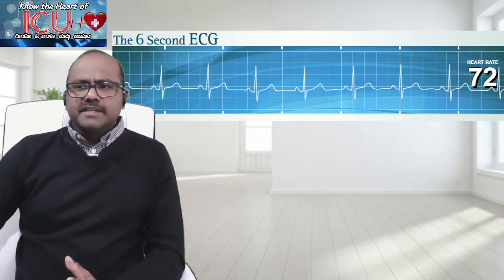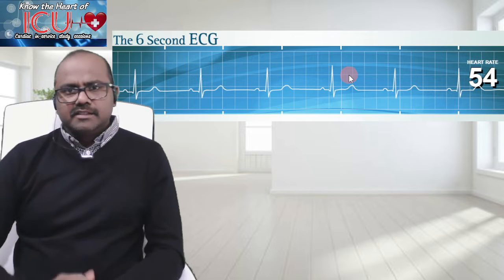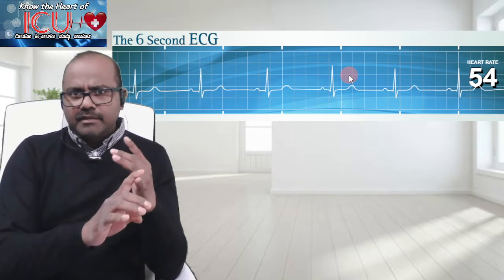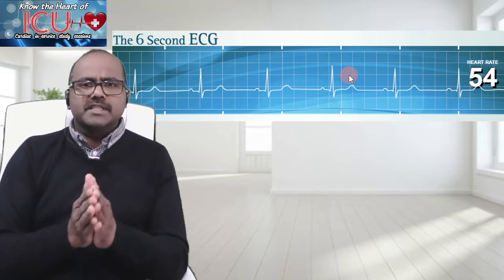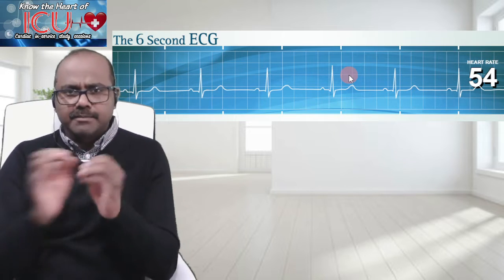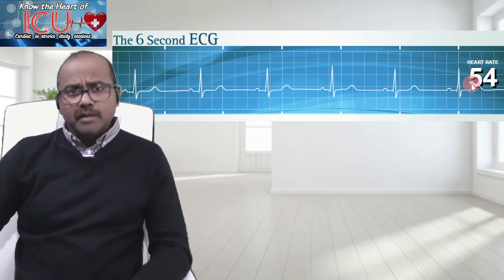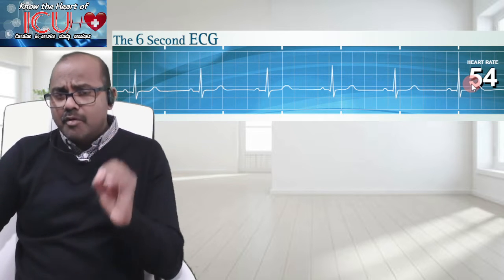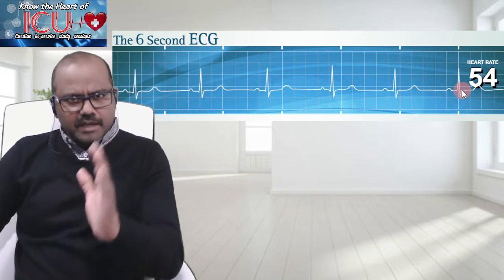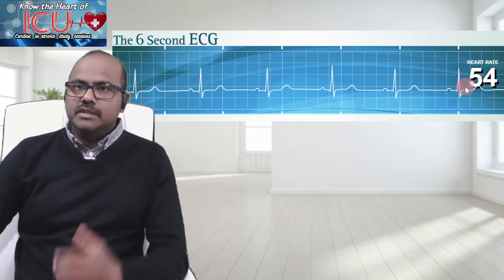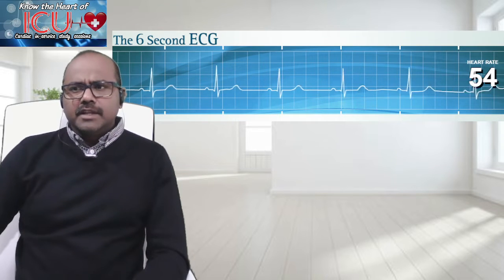But what happens if the rate is less than 60? Here also you have your P wave, you have your normal PR interval, and you have a narrow QRS complex following every single P wave. But the only problem here is that it's very slow. The rate is only 54, less than 60. So it's from the sinus and it's regular, but the rate is low. So that is called your sinus bradycardia.